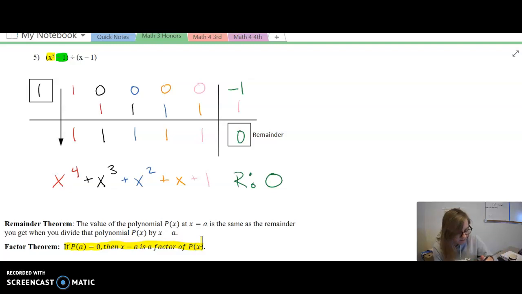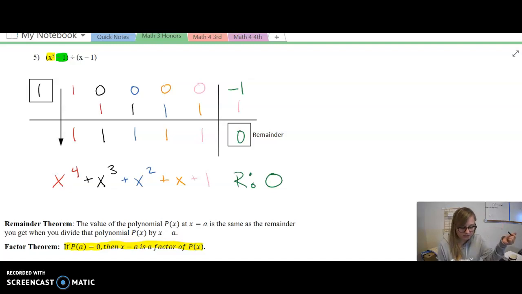So let's look back at number 5, the one you did by yourself. We got a remainder of 0, so that means x minus 1 is a factor of x to the fifth minus 1. So that's what factor theorem means. So anytime you get a remainder of 0, that automatically means your division is a factor of the original polynomial.